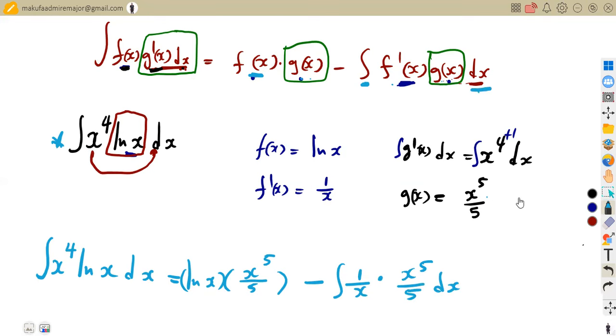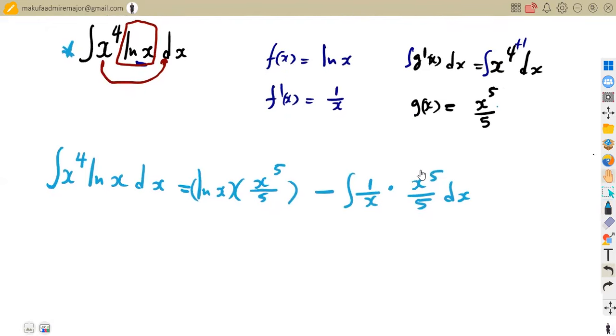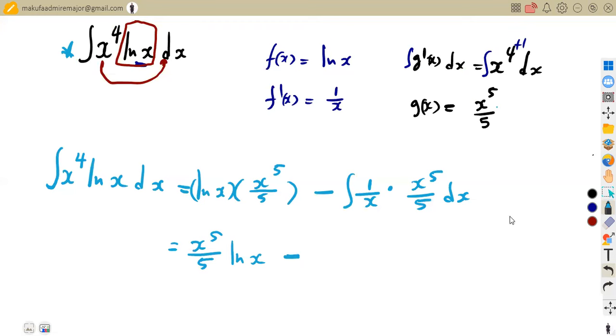So the formula is applied. We have substituted into the formula. All we need now is to simplify further. So the ln of x times x to the exponent of 5 over 5 is simply x to the exponent of 5 over 5 times the ln of x, minus, in this case, we're going to simplify this. You're multiplying. So we've got x here into these ones. They are 5. So you're going to remain with 4 of them.